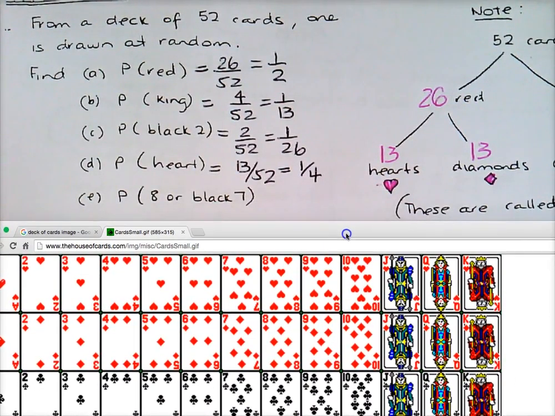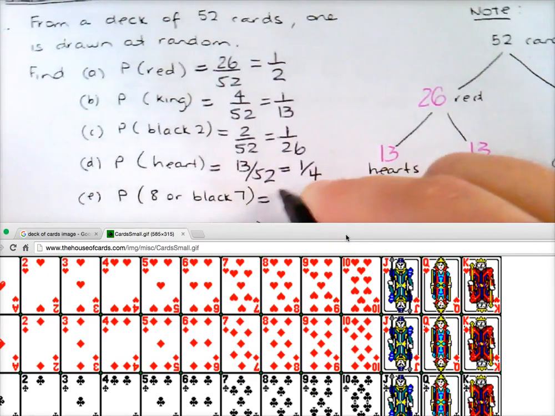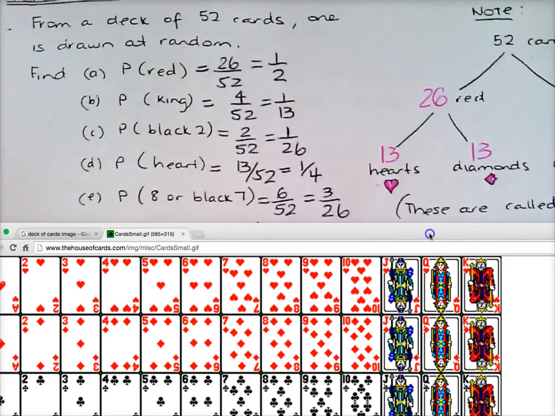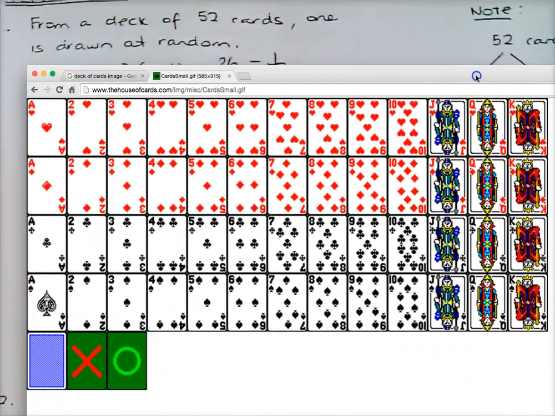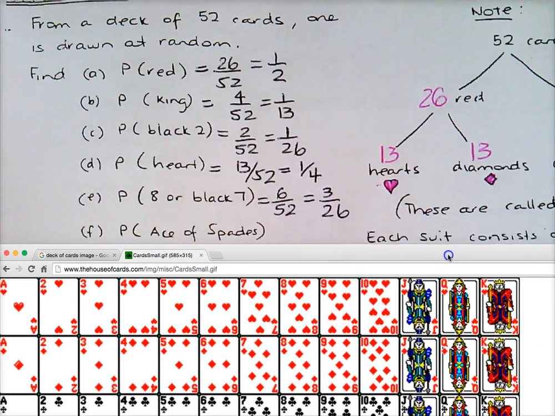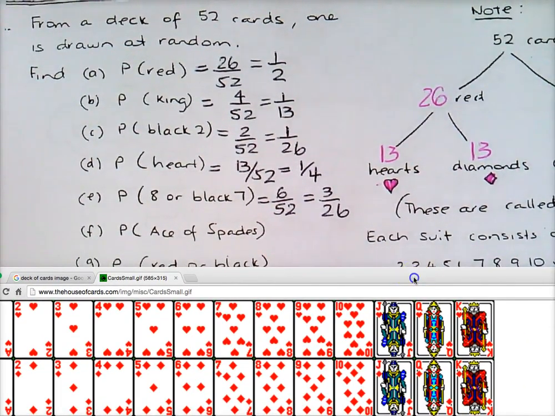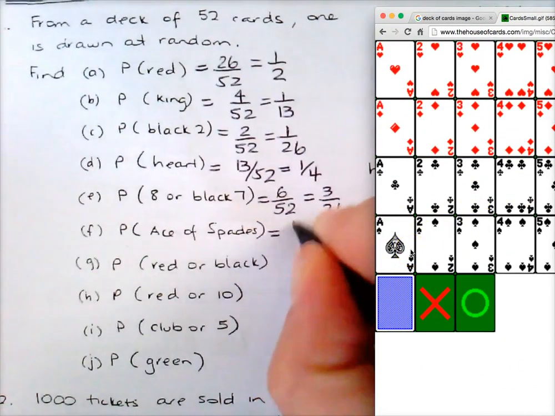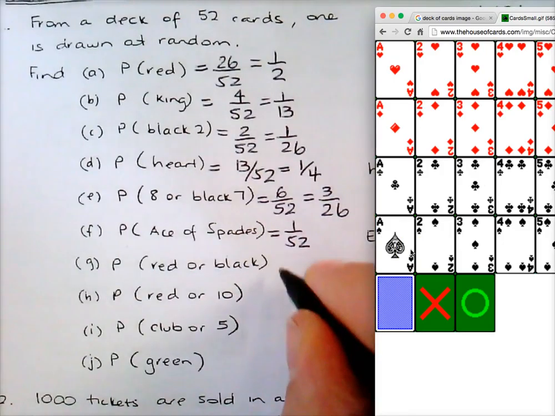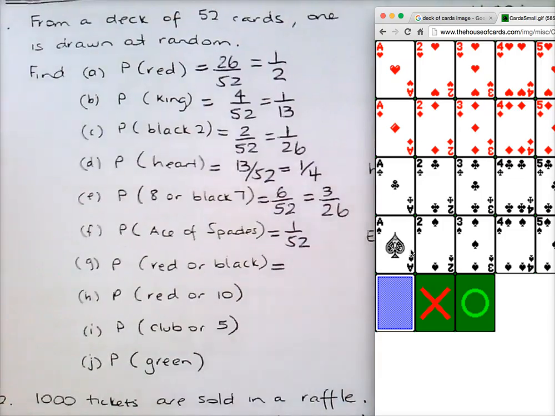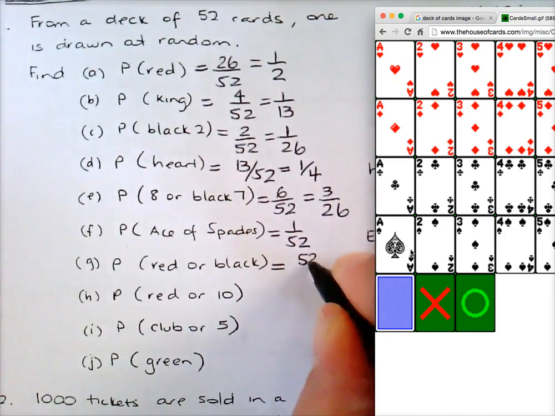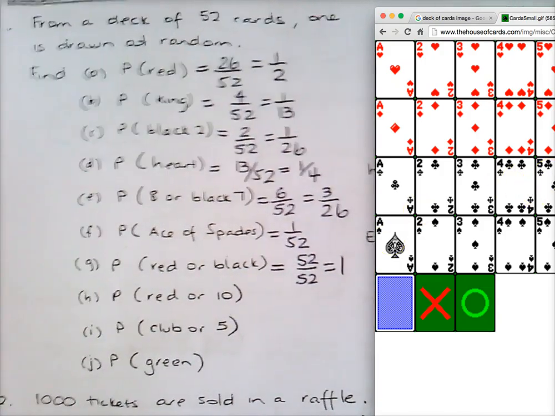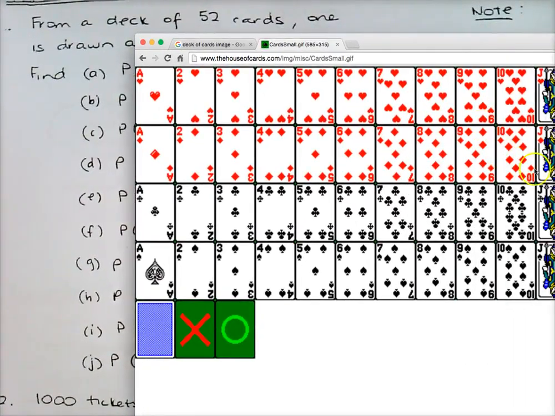Probability of an eight. Now, that is any eight. Any eight. How many eights are there? Or a black seven, how many of those? So, it's six cards, which is 3 on 26. Now, eight, again, as we said, there are four eights and there are two black sevens. So that's six cards. Probability of the ace of spades, there's only one of those. So that's one out of the 52. Probability of a red or a black is everything.